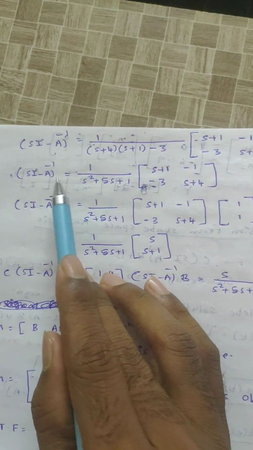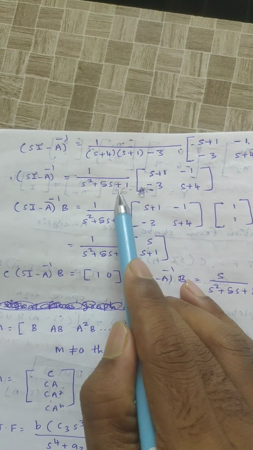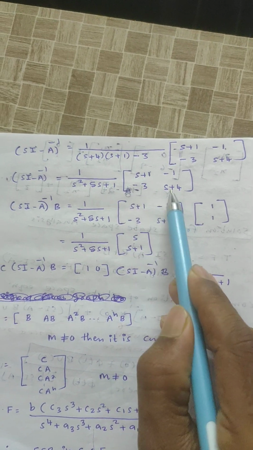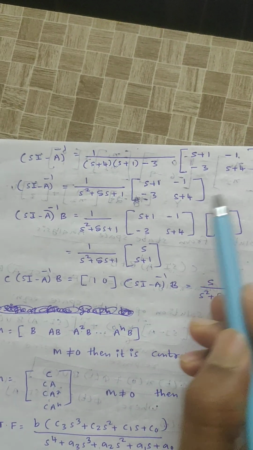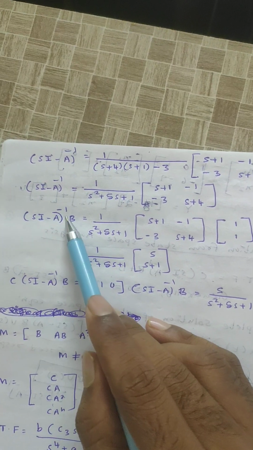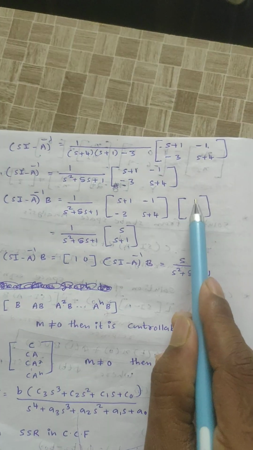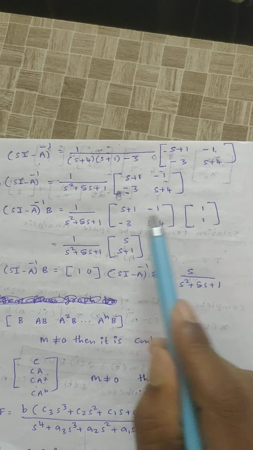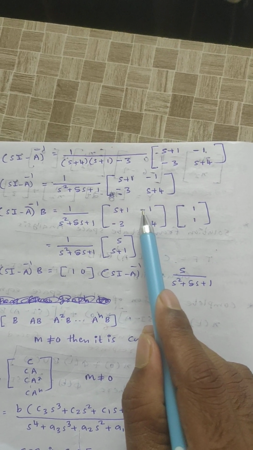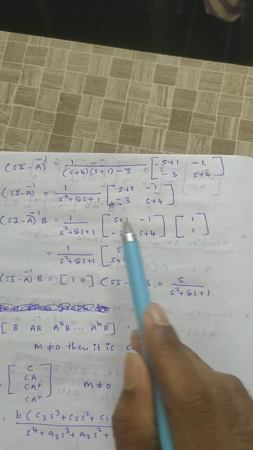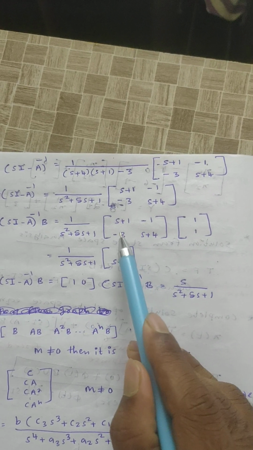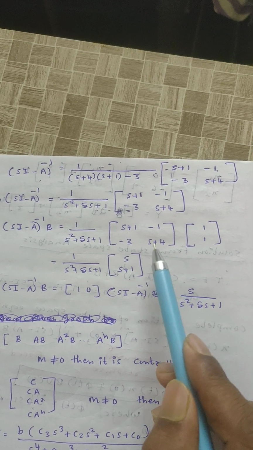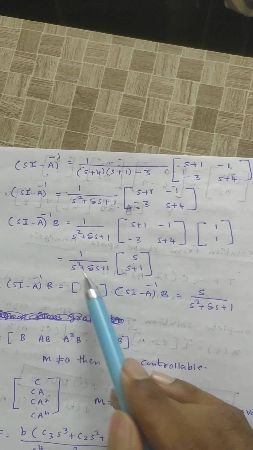Then (SI minus A) whole inverse is equal to this determinant value. If I simplify the determinant, I will get this value: S plus 1, minus 1, minus 3, S plus 4, right? After that, I need to multiply this (SI minus A) whole inverse with B. The B matrix will be like 1 and 1. That is S plus 1 into 1, S plus 1, minus 1 into 1, minus 1, right? S plus 1 minus 1, you will get here S. Next, minus 3 into 1, minus 3, plus S plus 4 into 1, S plus 4, minus 3, that value will be S plus 1, right?